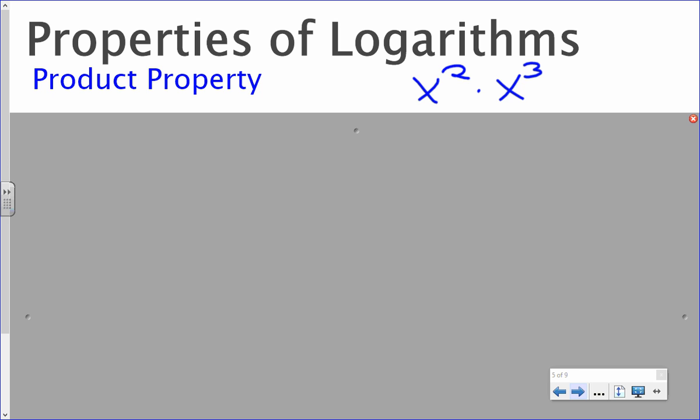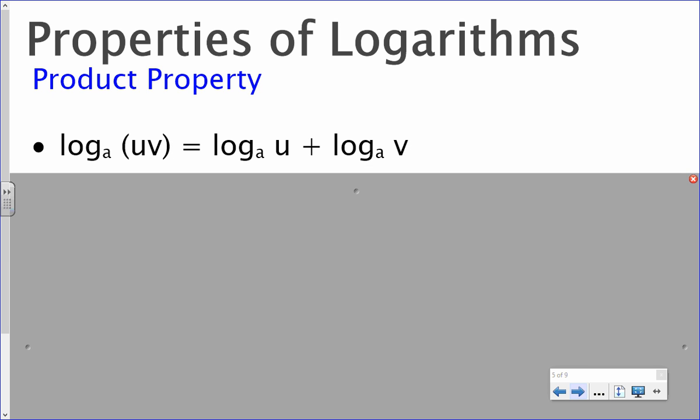All right? So along those same lines, logarithms are exponents. If we have multiplication inside of our logarithm, then we can write it as the sum of two separate logarithms.